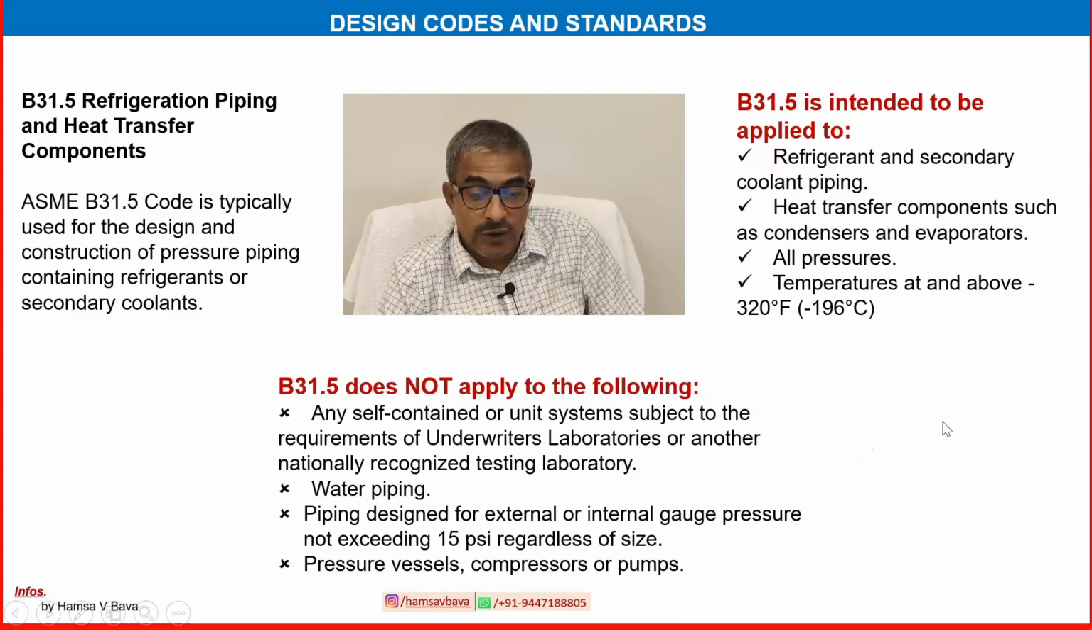B31.5 does not apply to the following: any self-contained or unit system subject to the requirements of Underwriters Laboratories or another nationally recognized testing laboratory, water piping, piping designed for external or internal gauge pressure not exceeding 15 psi regardless of the size, pressure vessels, and compressors or pumps.